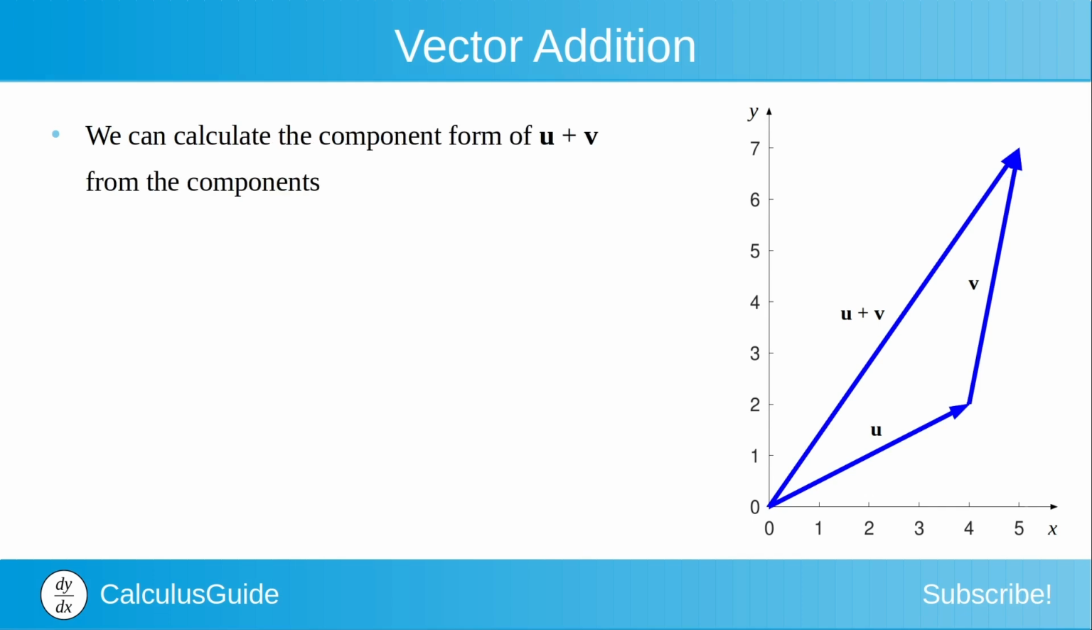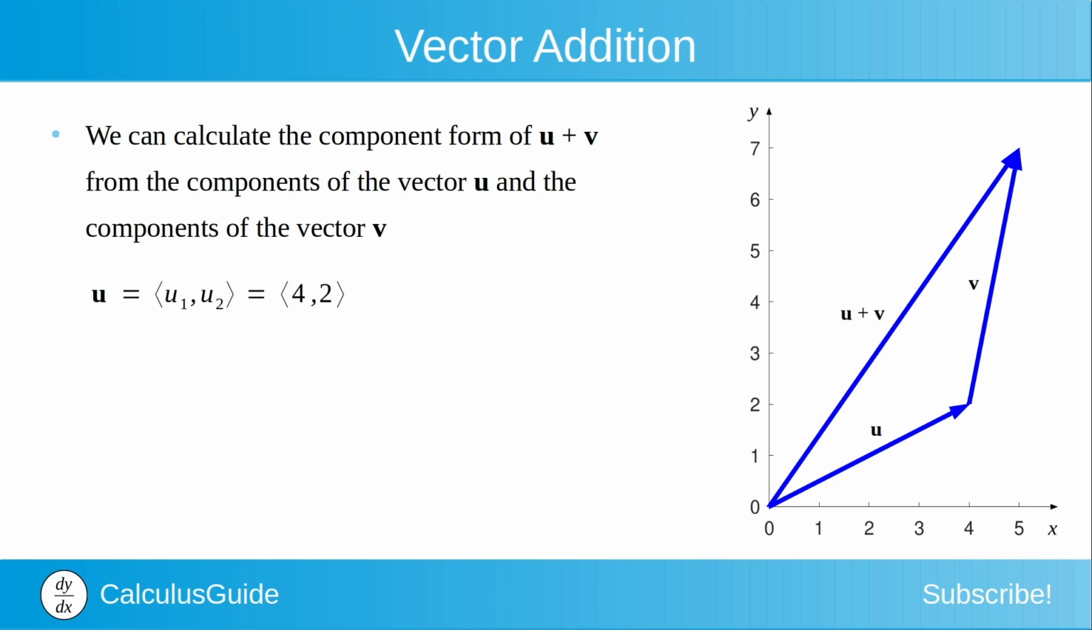We can calculate the component form of the vector u plus v from the components of the vector u and the components of the vector v. The vector u has component form u1, u2, which in this example is equal to 4, 2. The vector v has component form v1, v2, which in this example is equal to 1, 5. I'll explain this further now.